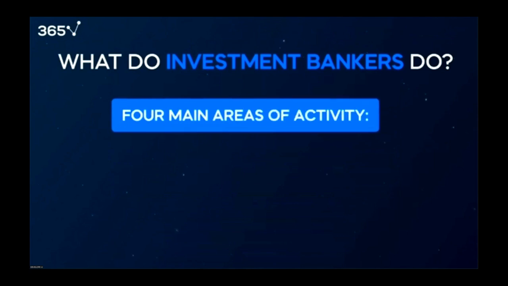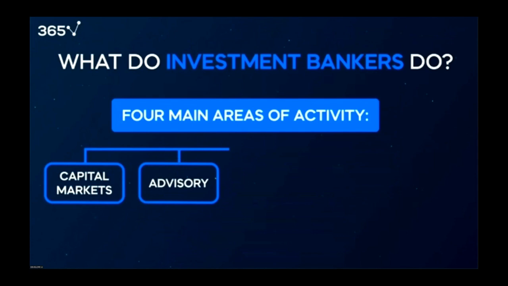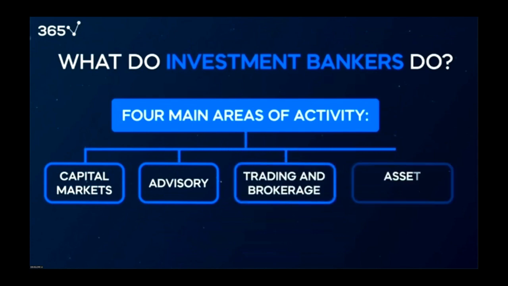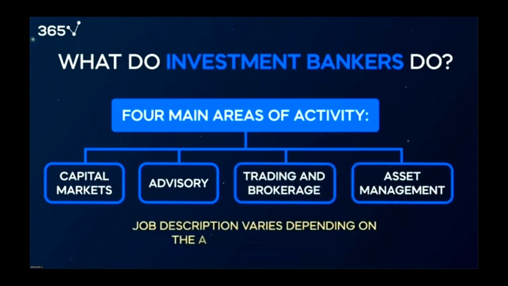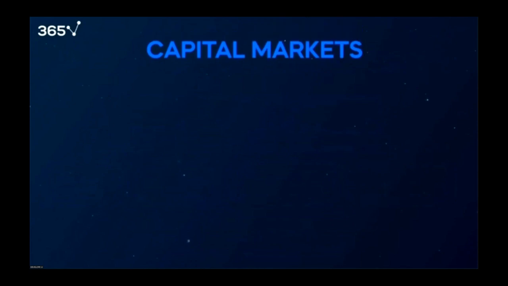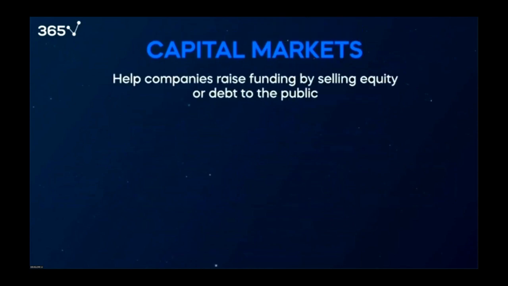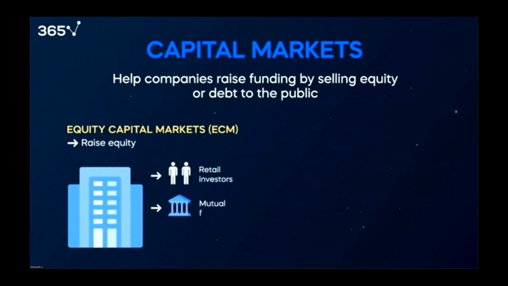The four primary areas of investment banking include capital markets, advisory, trading and brokerage, and asset management. Your job description will significantly vary depending on the specific area of employment. The capital markets division helps companies raise funding by selling equity or debt to the public. In the case of equity, we speak about equity capital markets, ECMs.